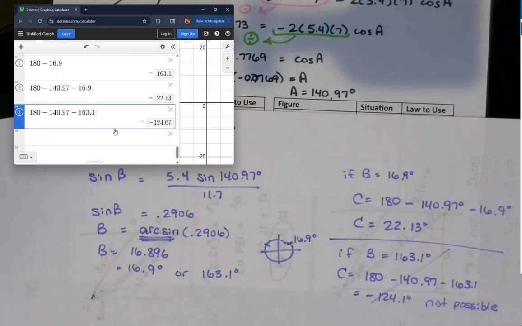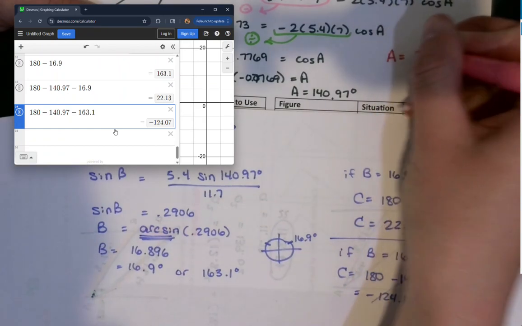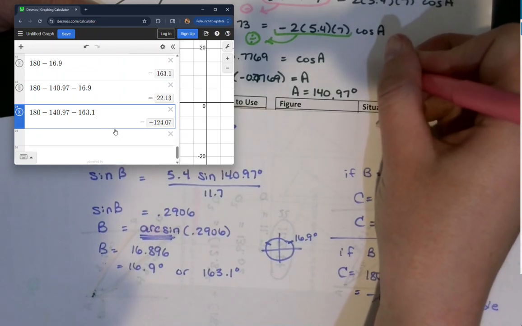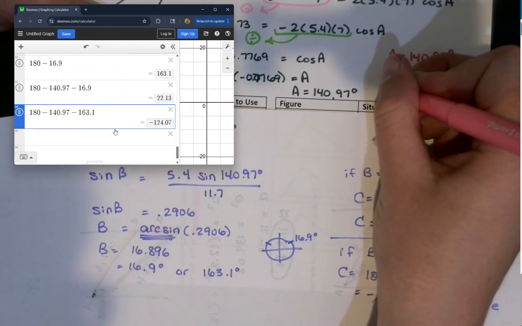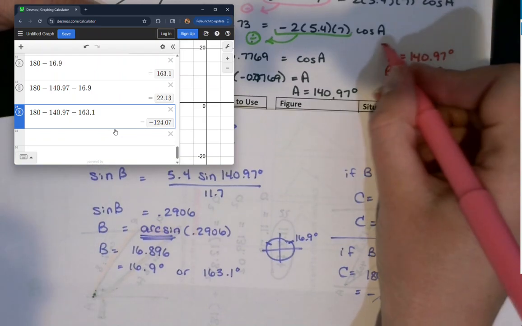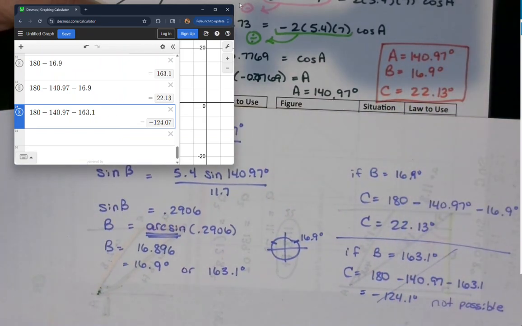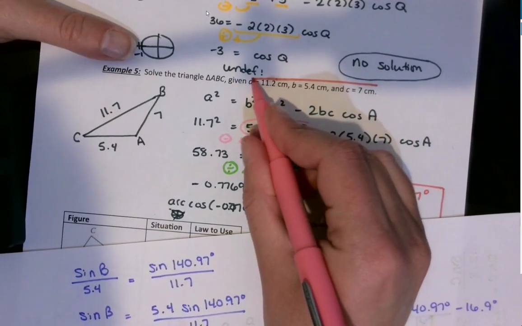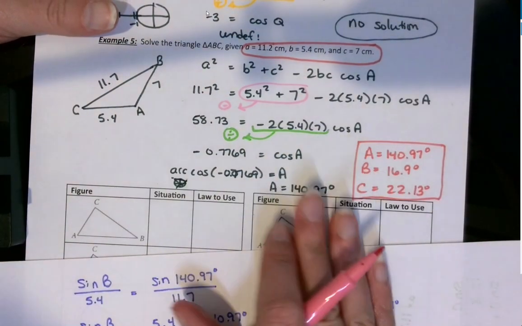I'm going to write it back on the original paper, although I did my work on this paper down here. That solution is if A is 140.97 degrees, B is 16.9 degrees, and C is 22.13 degrees. I'm not going to write down my 3 side lengths because all 3 of them were already known. So those are just given to me here. And I know all 3 sides, and I know all 3 angles. So this triangle is solved.